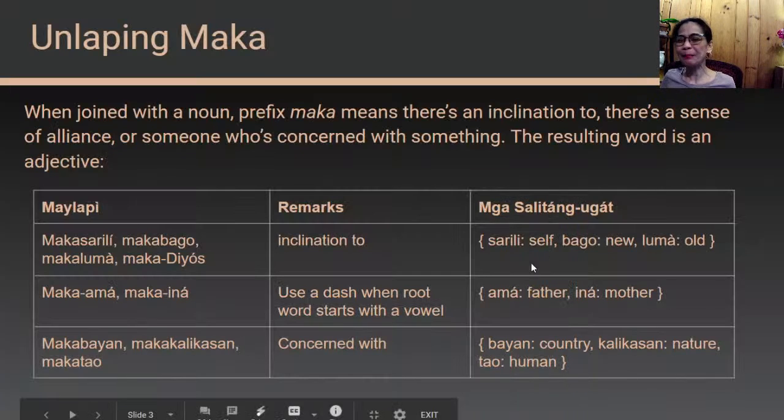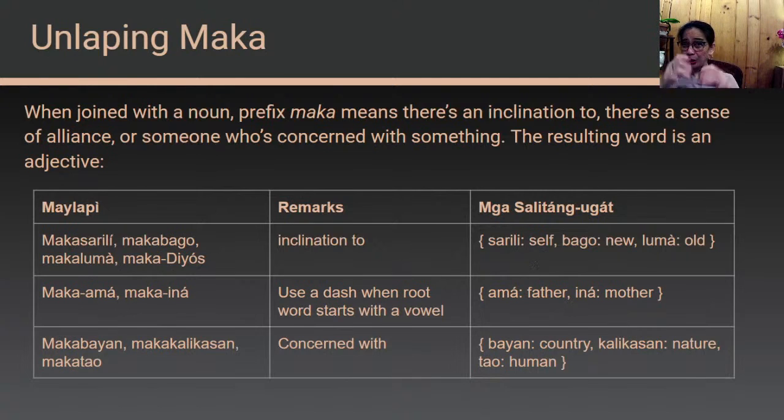So, sarili, self, and then bago is new, and then luma is old. Makasarili, self, makabago, new, makaluma, old. Makadios. You know what Dios is? God. So there's inclination towards your self-interest. Makasarili. Inclination towards your self-interest or being selfish. A person who's being selfish or being greedy.